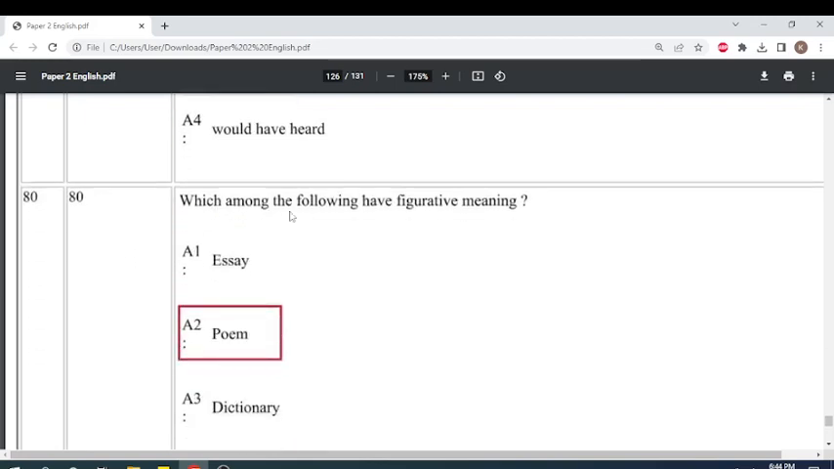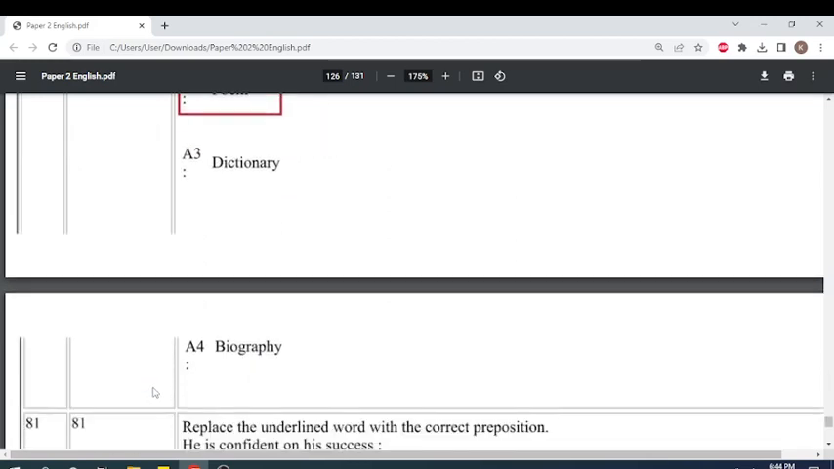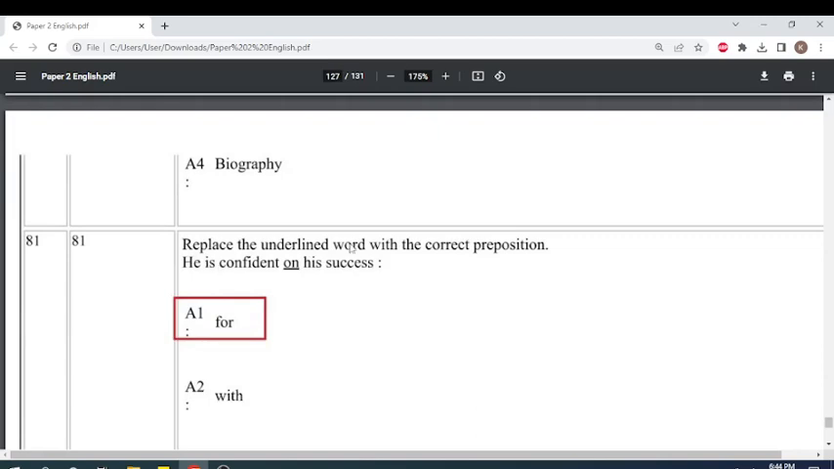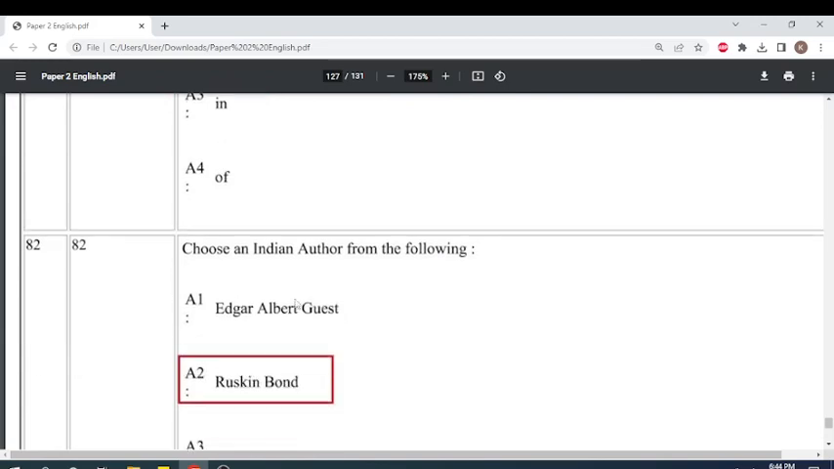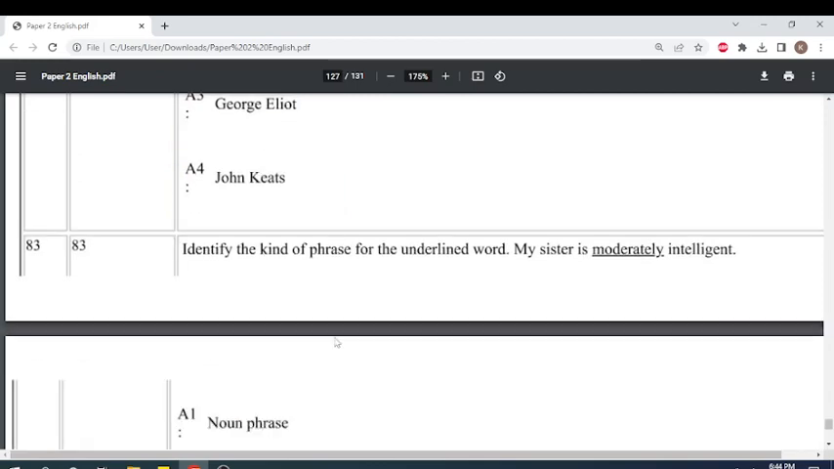80. Which among the following have a figurative meaning? Answer A2. 81. Replace the underlined word with correct preposition. He is confident on his success. Answer A1. 82. Choose an Indian author from the following. Answer A2, Ruskin Bond.